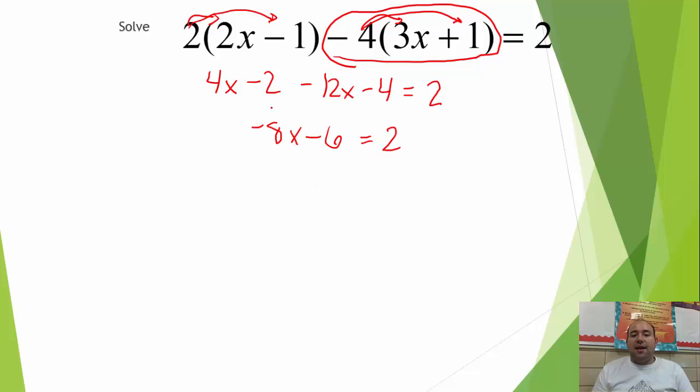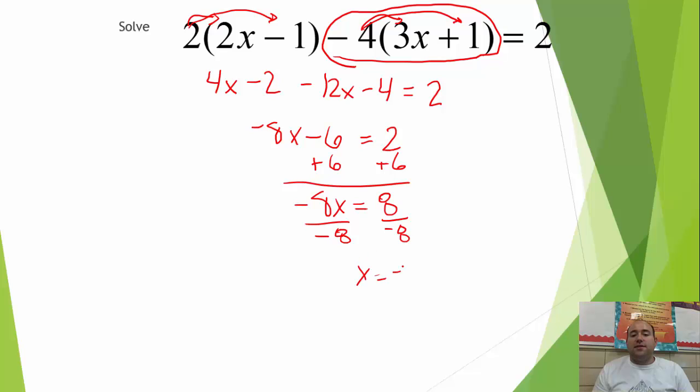All right, I already have just one x term, so I'm going to move all the numbers away from the left-hand side, so I'll add 6 to both sides. Divide both sides by negative 8. X is negative 1. Okay?